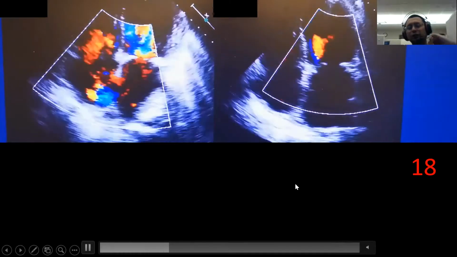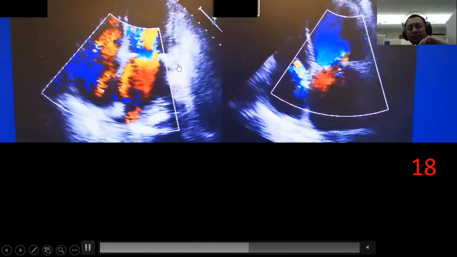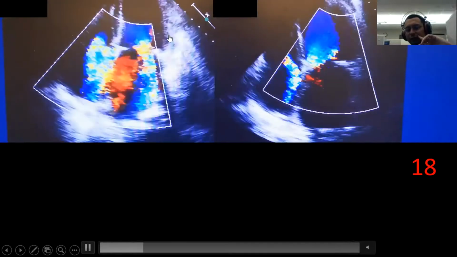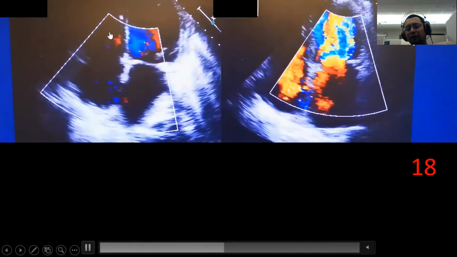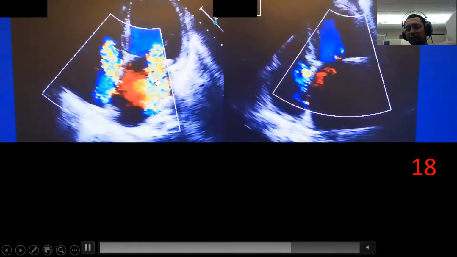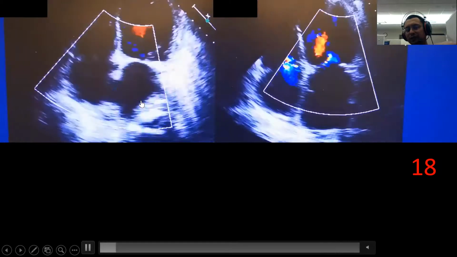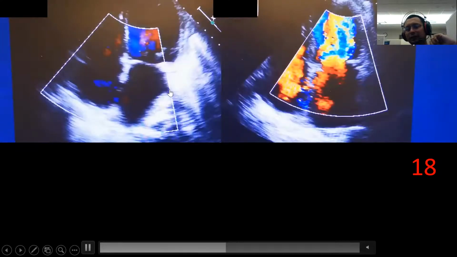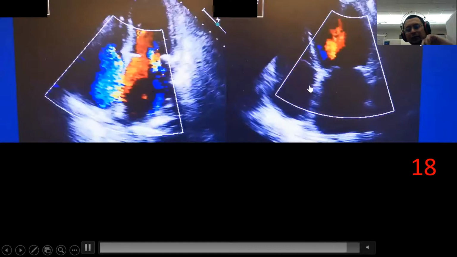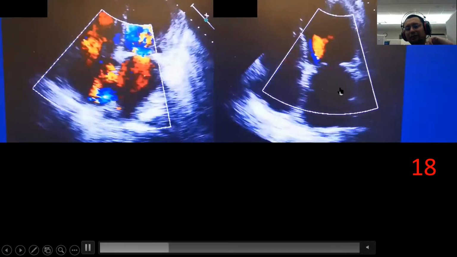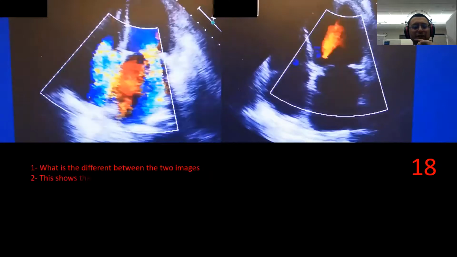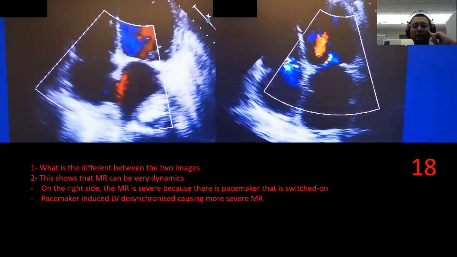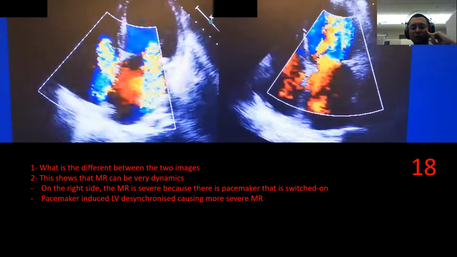So basically, I just wanted to show you that the MR can be dynamic. In this patient, this patient has a pacemaker. The pacemaker is in the right ventricle. So when the pacemaker is on, the patient gets severe MR because of RV, LV desynchrony. The MR is very severe when the pacemaker is on. When the pacemaker is off, the MR gets better. So this is on pacemaker. This is off pacemaker. So the MR is severe on the right side because the pacemaker is switched on. Pacemaker induced LV desynchrony causes more severe MR.